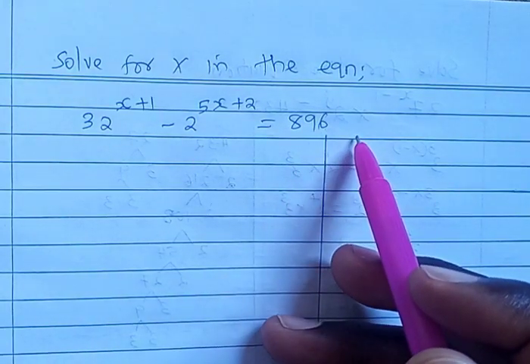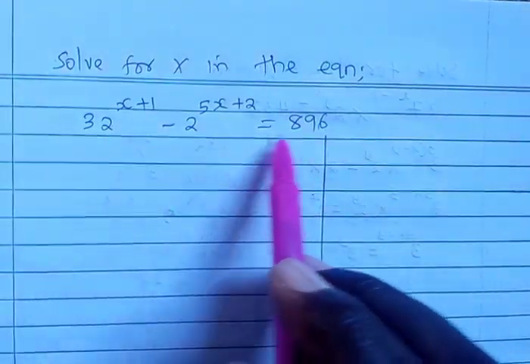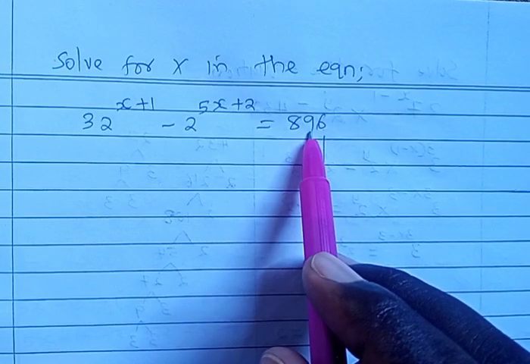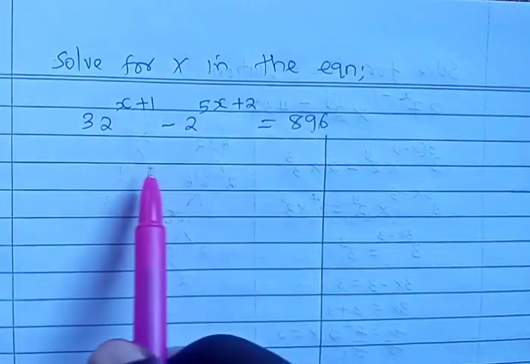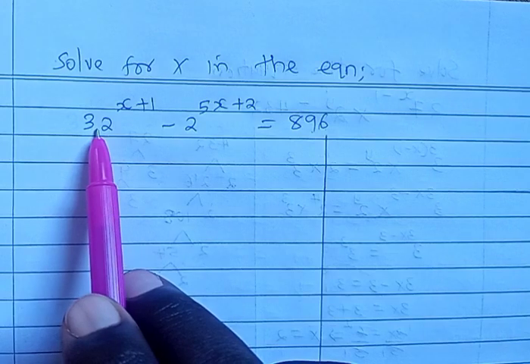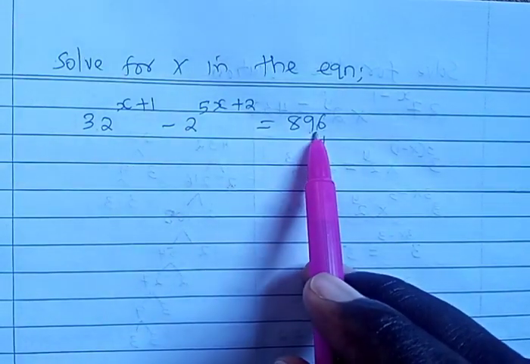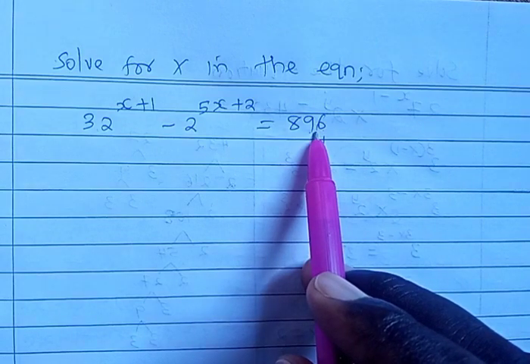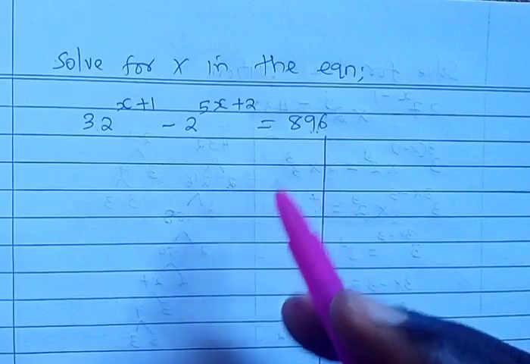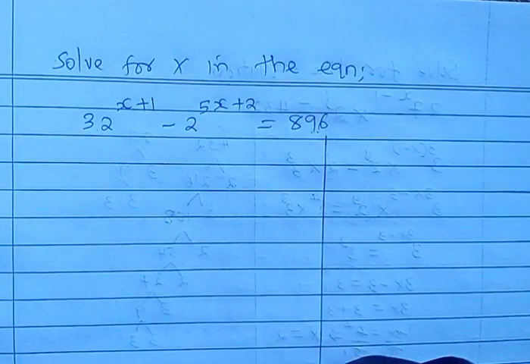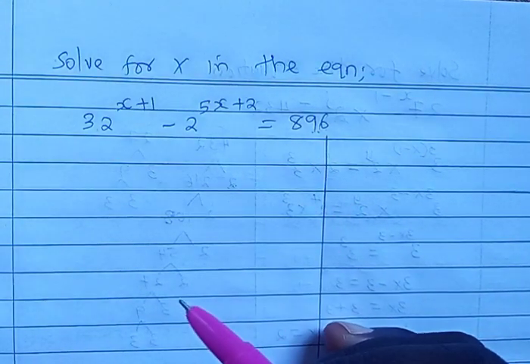Now, for us to solve this equation, we need to ensure that 32, 2, and 896 are of the same base. We need to ensure that they are of the same base. We need to apply the laws of indices to solve it.